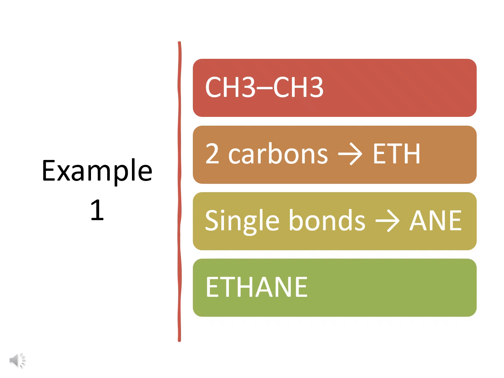Let's do the first example. This is how reading works. 2 carbons means the prefix eth. Every bond is single, so the ending is "an". That means ethane. Perfect, that's good.